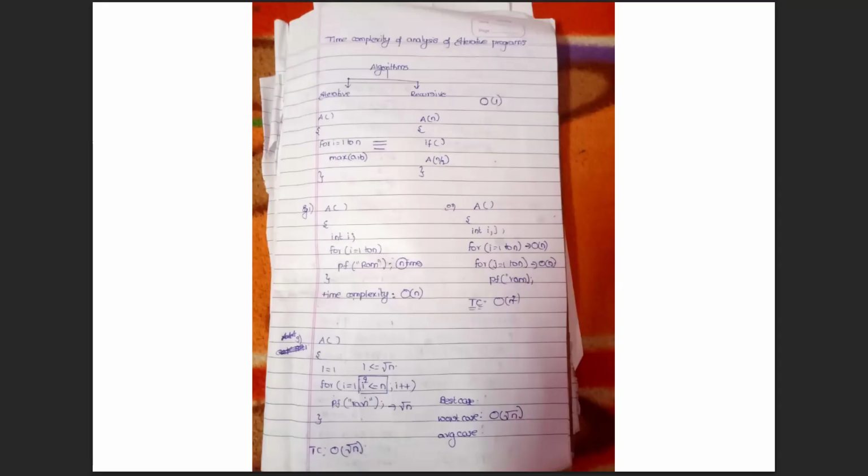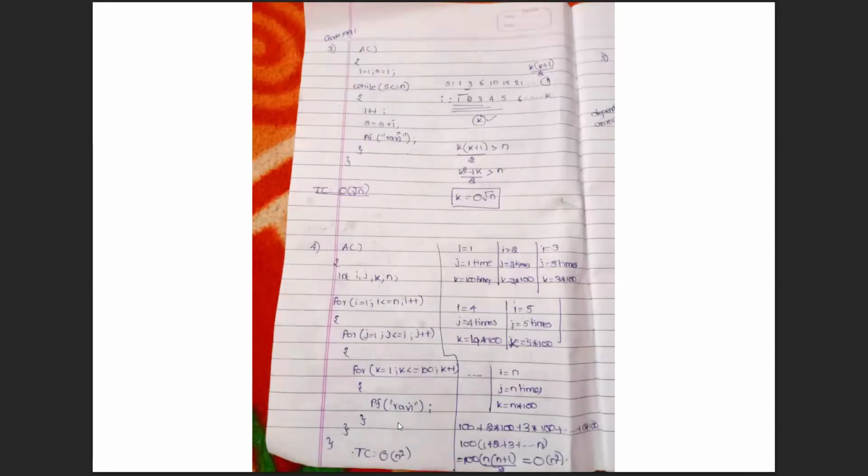The specialty of this program is that the best case, average case, and worst case all take only order of root n. So we can write big O of root n, big theta of root n, and also big omega of root n, because it takes order of root n times in the best case, average case, and worst case. So this is the third example.